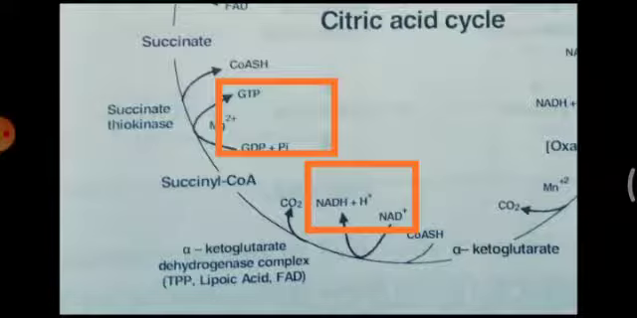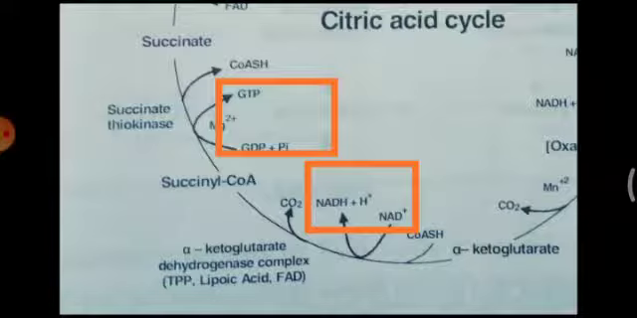NAD is converted to NADH. Before the reaction, NAD, after D there is no H. After the reaction you can see next to the D you can see H. That means hydrogens are removed from alpha ketoglutarate. Hydrogen is removed means dehydrogenase. Delete the hydrogen, dehydrogenase. And from which compound it is removed: it is removed from alpha ketoglutarate, hence it is called alpha ketoglutarate dehydrogenase.